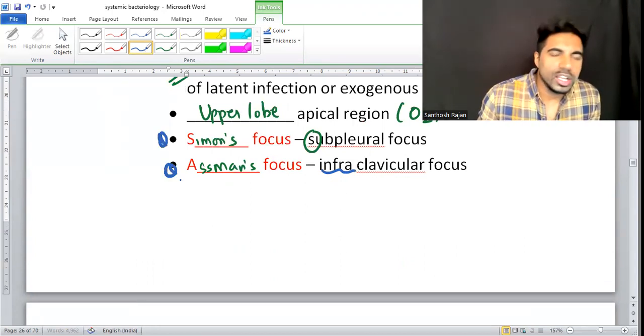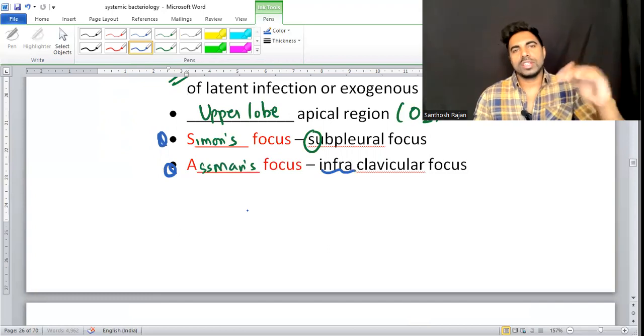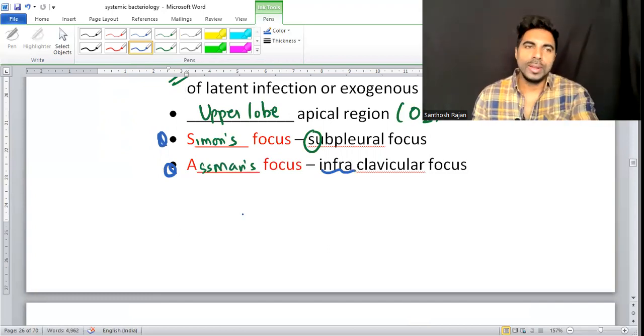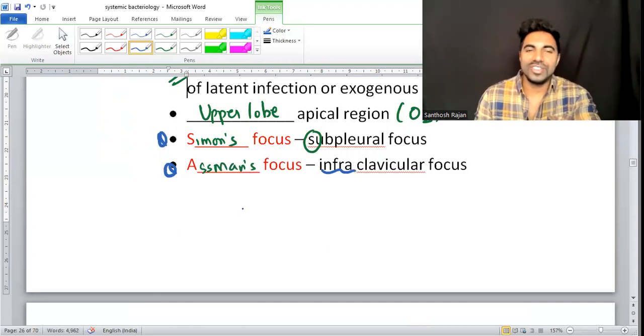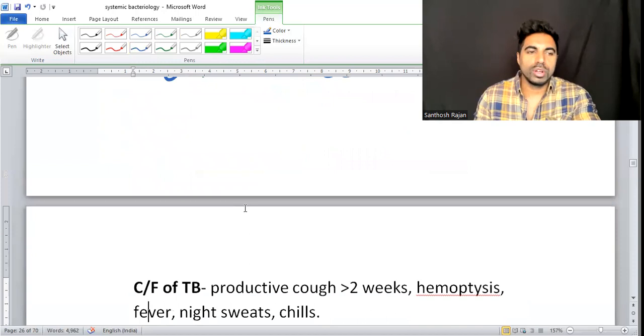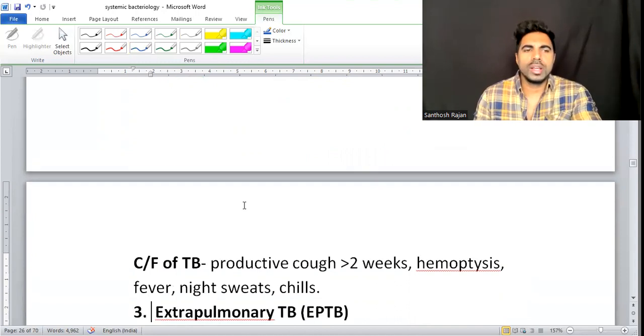Simon's focus, Assmann's focus. Okay. Assmann is always infra. A is always inferior. Infra. Okay. It's just for remembrance only, nothing offensive here. Yes. Simon means subpleural, S for S. That's it. Okay. So Simon focus, Assmann focus. So how many names do you have? Ranke, Gons, Assmann, and Simon. All are important. You never know. Question can be asked from anywhere.